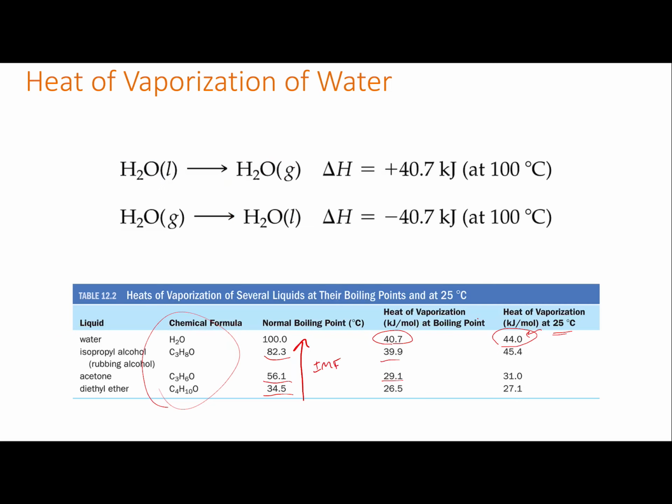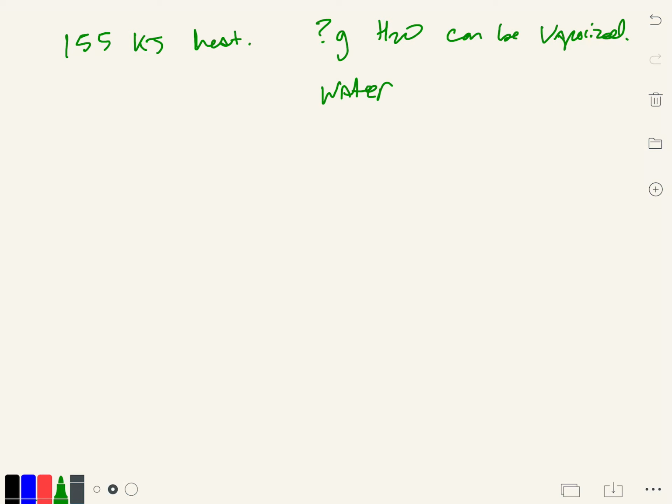Let's do a problem. Let's do an example. So let's calculate the amount of water in grams that can be vaporized at its boiling point with 155 kilojoules of heat. So the question is, we've got 155 kilojoules of heat. I want to know how many grams of H2O we can vaporize. And to top it all off, we're at the boiling point. So the water is already at 100 degrees Celsius.